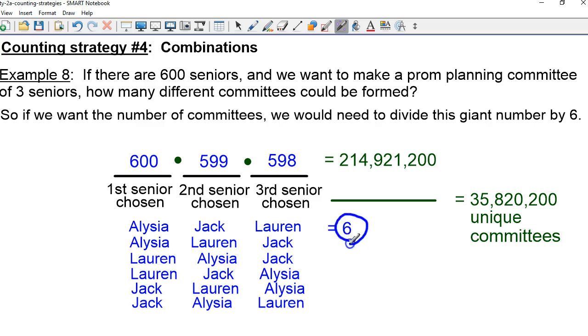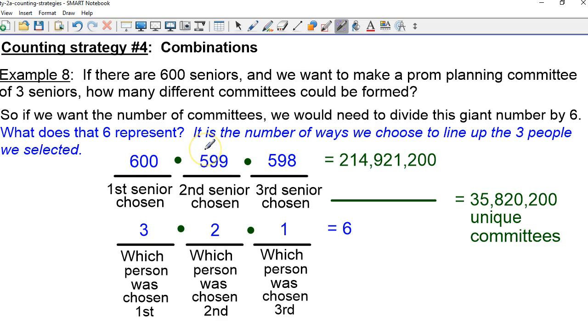So what about this 6 number here? Where does that come from? Could we figure that out without having to literally make up names and list them out? Well, what the 6 represents is the number of ways you could choose to line up the 3 people that we did select. So if we made another set of boxes, where the first box was which person was chosen first, the second which was chosen second, and the third which was chosen third, there are 3 names to choose to be in the first spot, and then one would get used up, and there would be 2 names to be used second, and then the 1 name left over. 3 times 2 times 1 is the 6. So that 6 that we're dividing by is really the number of ways to reorder the 3 people that we chose.